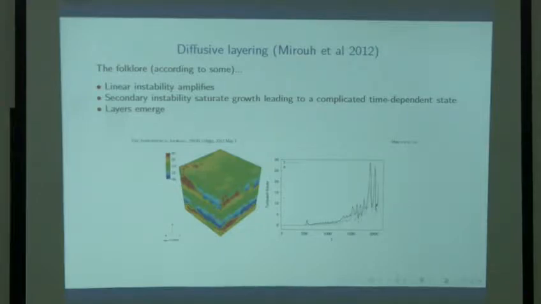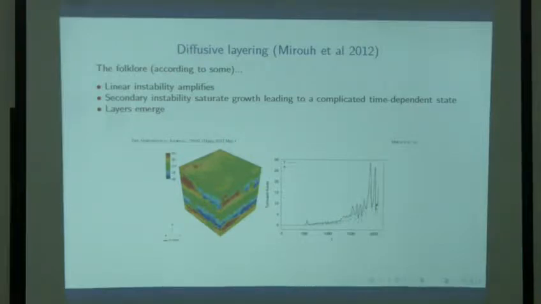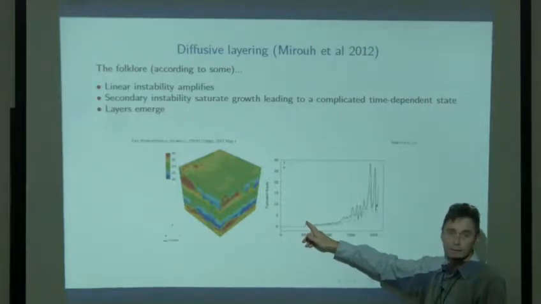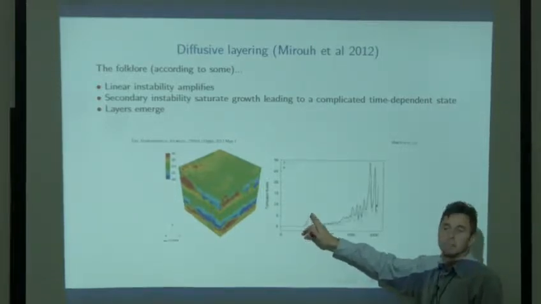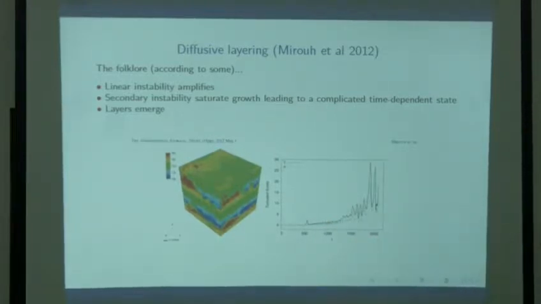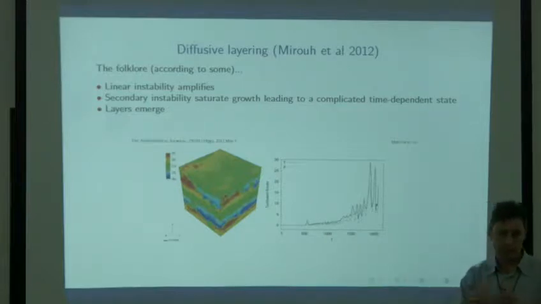Okay, so let me go back and remind you a little bit about diffusive layering. I don't really need to say much about this. These are pictures taken from Miroux et al. The folklore, according to some, is that there's a linear instability. At some point it saturates because there's a secondary instability that's generated. The state that's been generated then collapses into a bit of a mess out of which layers evolve. All right? Linear instability, secondary instability throttles it, there's a mess, the magic happens, layers appear. You can discuss that later.